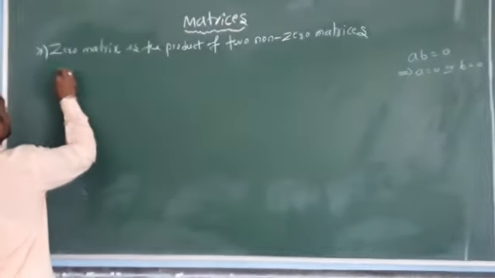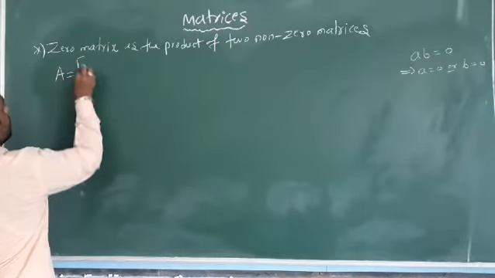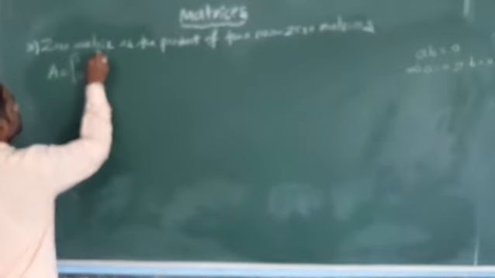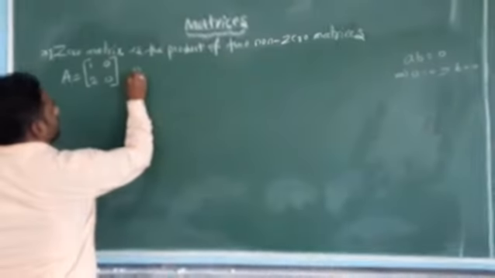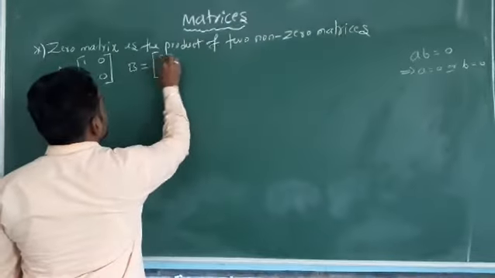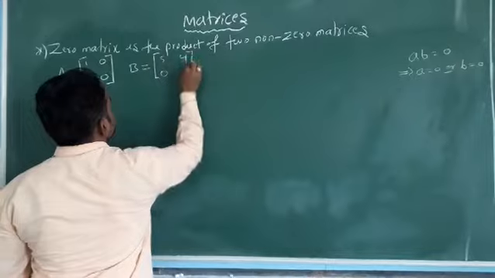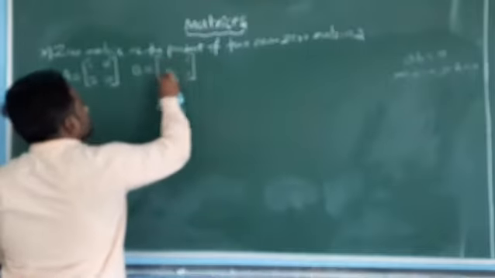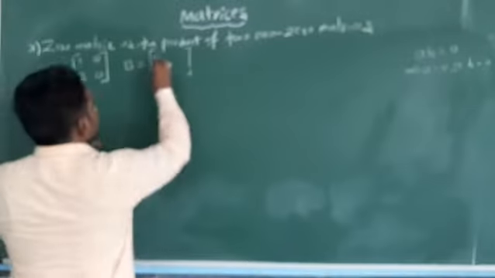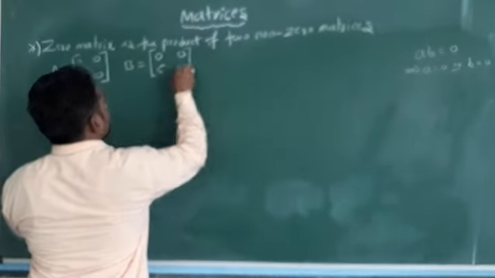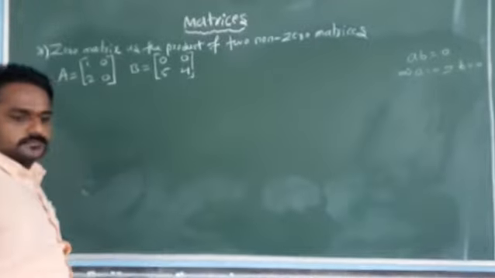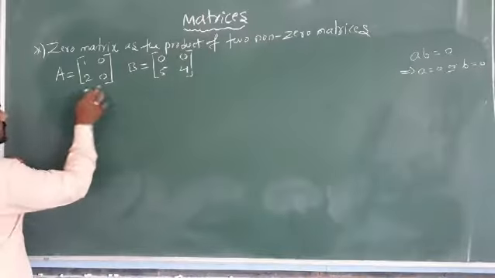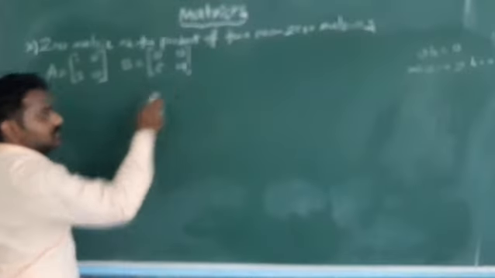See, students, I will consider a matrix A = [1 0; 2 0], simple, and B equals another matrix [0 0; 5 4]. One second, sorry, we have to interchange this one. This is a non-zero matrix. This is also a non-zero matrix.